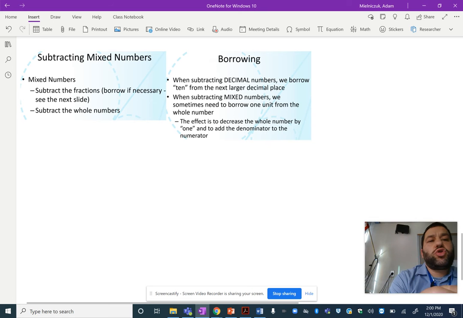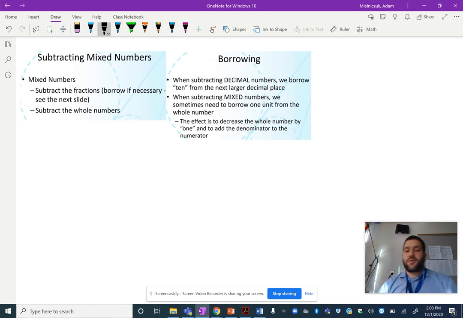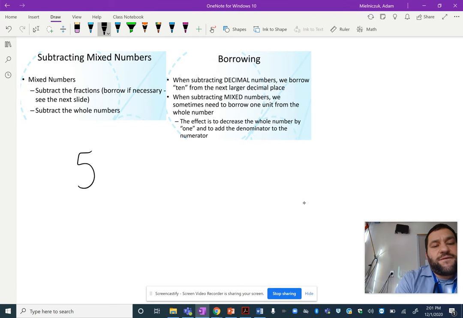All right, so there's not too much extra we need to go over for subtracting decimals and mixed numbers. It's the same as addition, where you have to find a common denominator. But what do you do in a situation like the following? If we have 5 and let's say 1/3 minus 1/2.